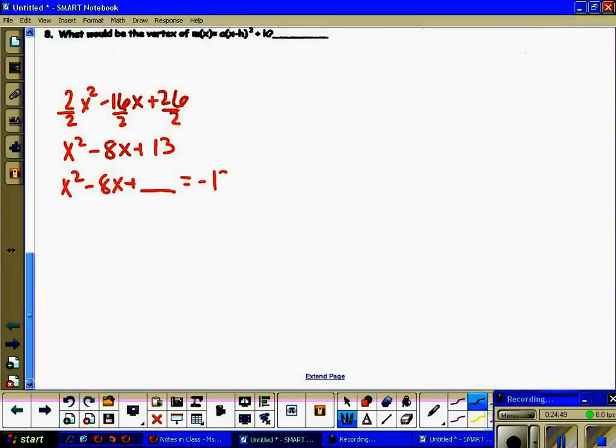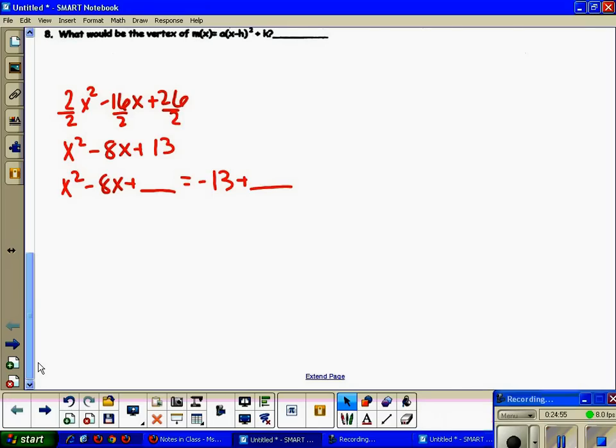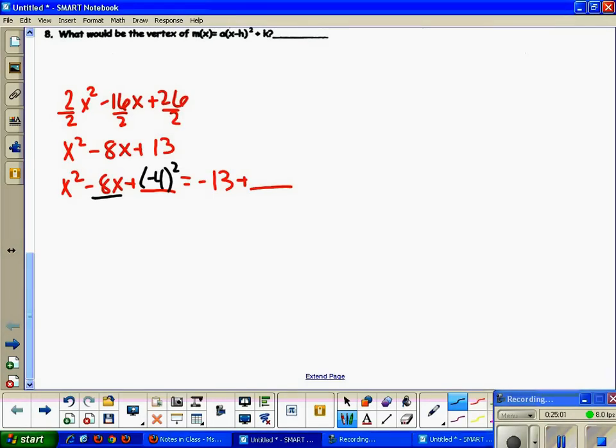So x squared minus 8x plus 13, and then to complete the square, take the 13 to the other side. So x squared minus 8x plus something equals negative 13 plus the same thing. So what you do to one side, you also have to do to the other. So how do you find that something? It's half your linear term, which is right here. So half of negative 8 is negative 4, and then you square it.